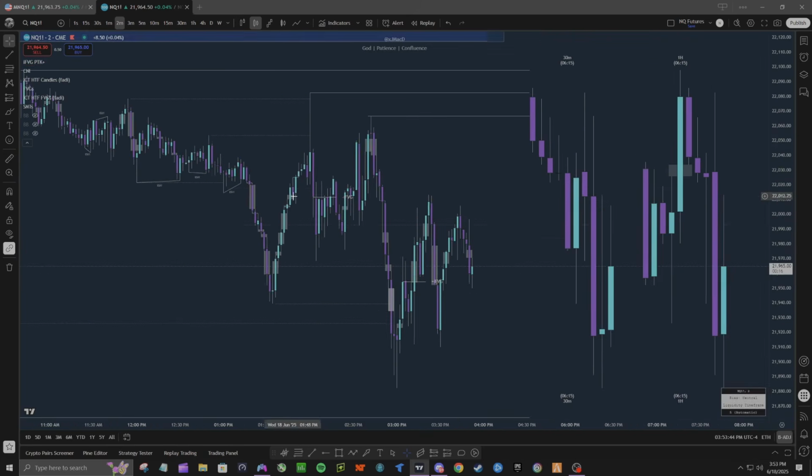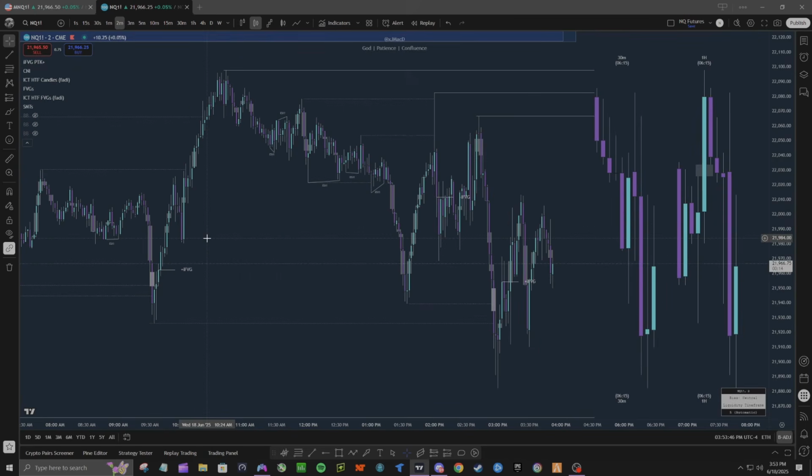Other than the optimization stuff, currently we are working on multi-time frame inversion and fair value gap entries. So soon you should be able to see higher time frame entries on lower time frame charts, as well as hopefully fixing the liquidity mode.